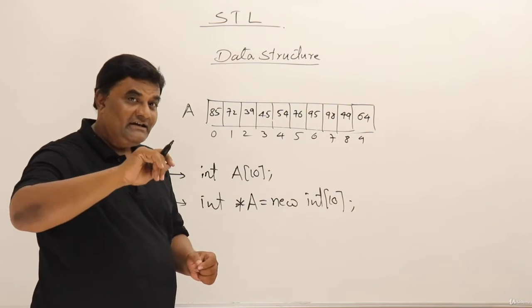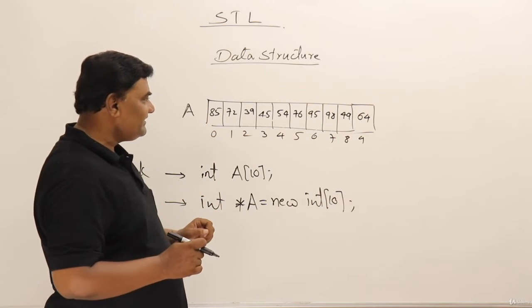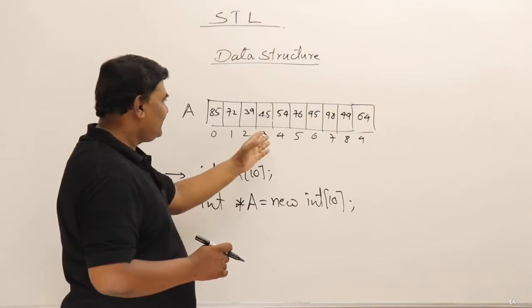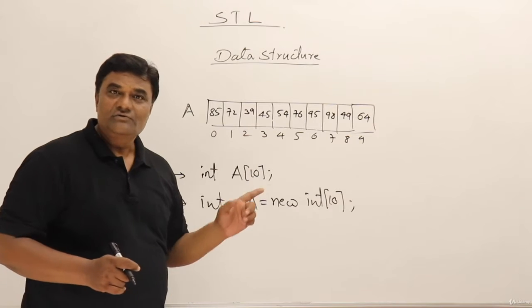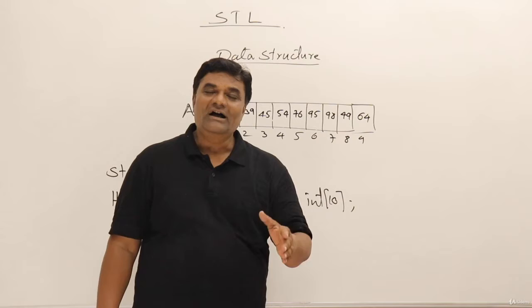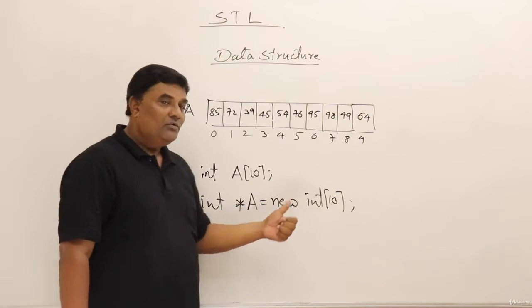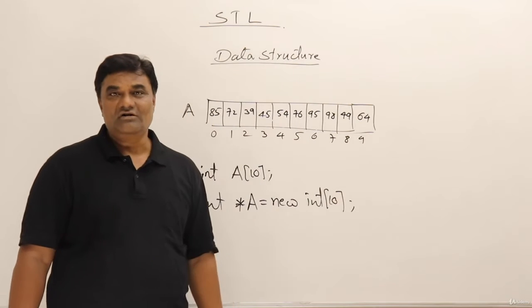Now, can I insert some number in this one? I want 77 to be inserted. Where? At the end or somewhere in between. There is no space. That's it. So when you have an array, then whenever you create, you must be sure what is the size of an array you want.